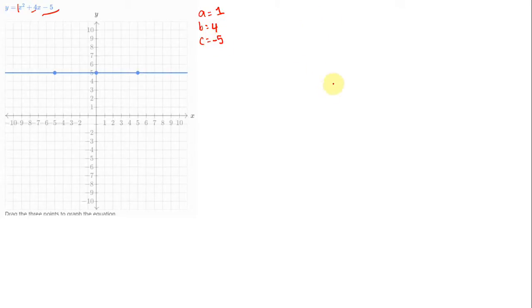So, armed with that knowledge, I'm going to try to graph this parabola. I'm going to try to get 3 points that are on this parabola, so that way I can define this parabola. So I'm just going to put spots for my 3 points, because I know that's what I'm going to end up needing.